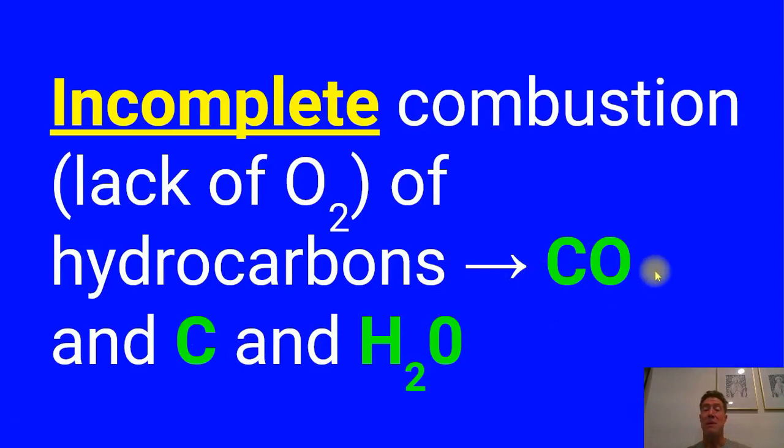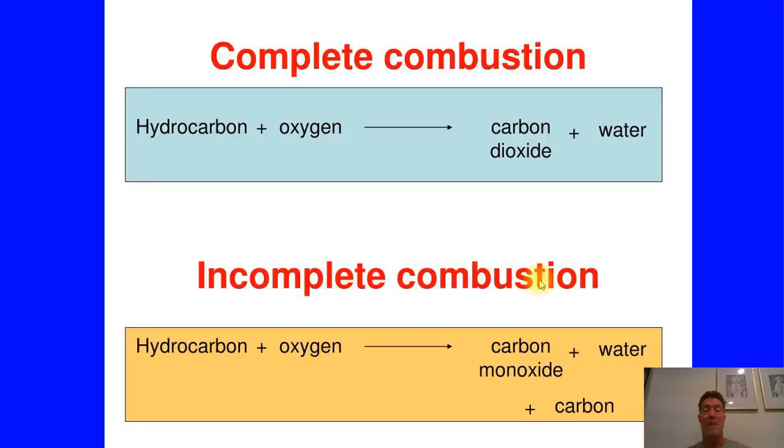The difference is a big difference because carbon monoxide is a deadly gas. This is why you're not supposed to burn certain things inside a house, like propane, because if you have a tight room with no ventilation and the oxygen drops too low, you will go from complete combustion in the beginning to incomplete combustion. You can produce this deadly carbon monoxide, and it can put you to sleep and you just never wake up.